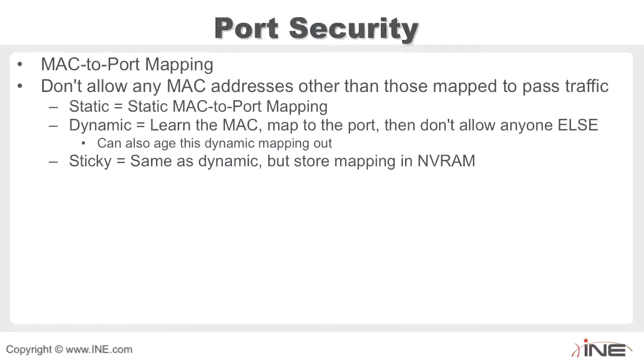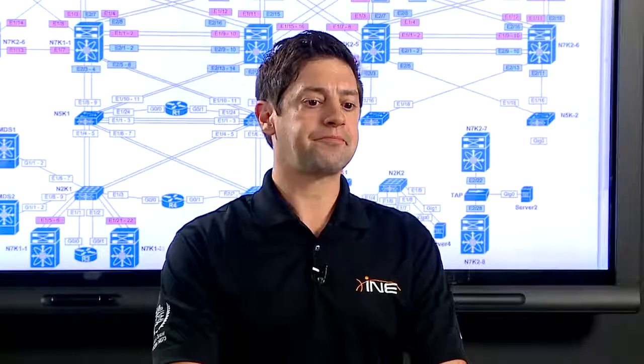Also, we have the ability to do what's called a sticky mapping. This is the same as a dynamic mapping, but instead we store the information in NVRAM, so that if we dynamically learn a MAC address and then the switch shuts down for any reason and comes back up, it doesn't necessarily have to learn that MAC address again. It can be kept in NVRAM, loaded back into the switch's memory, and used to continue enforcing security there.